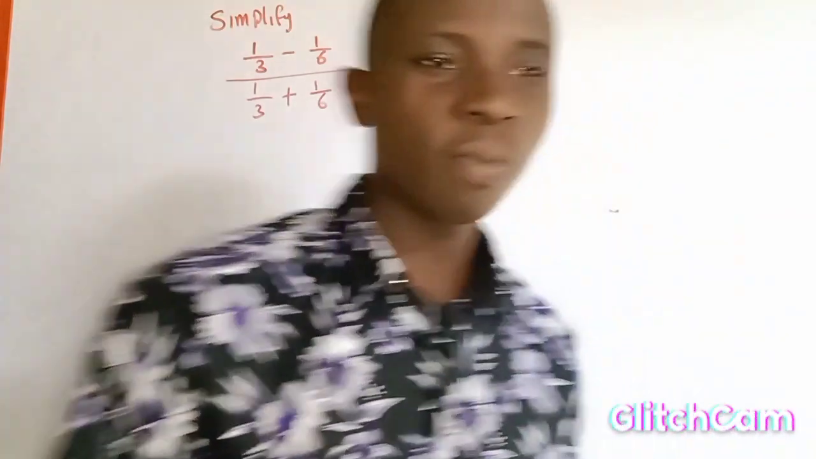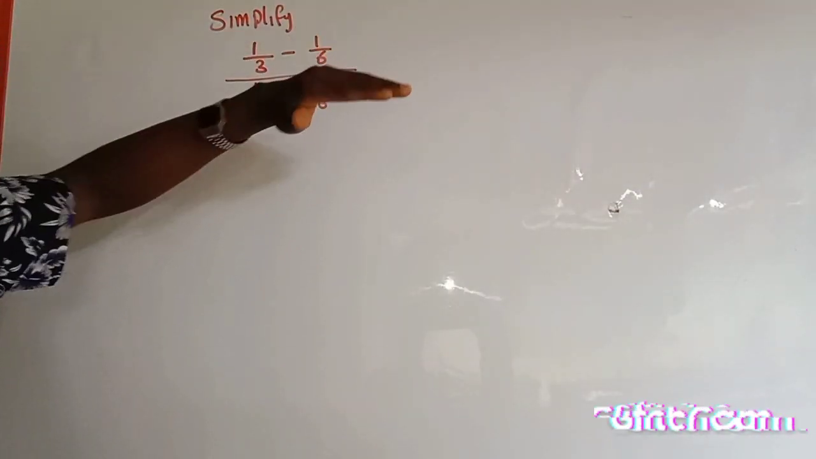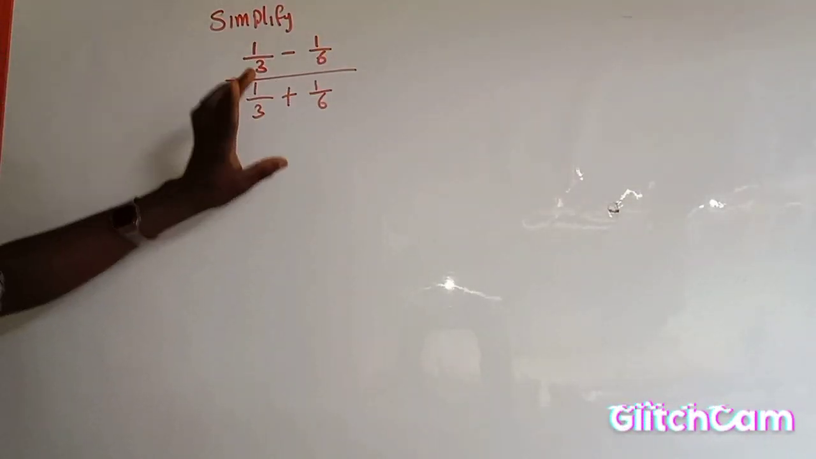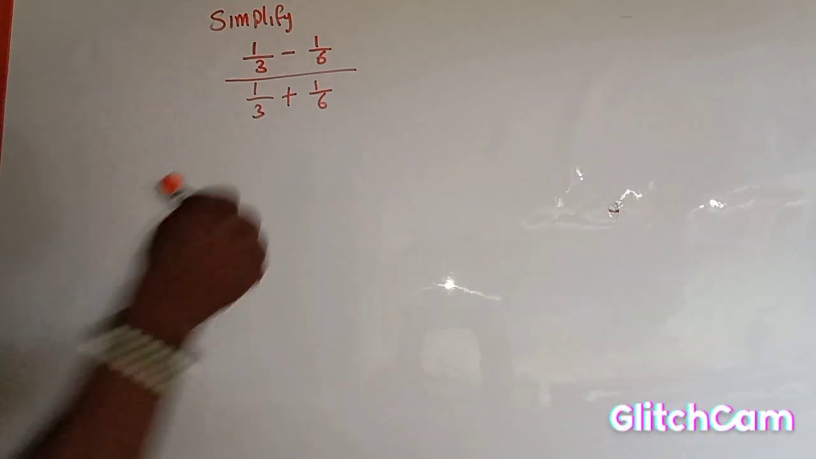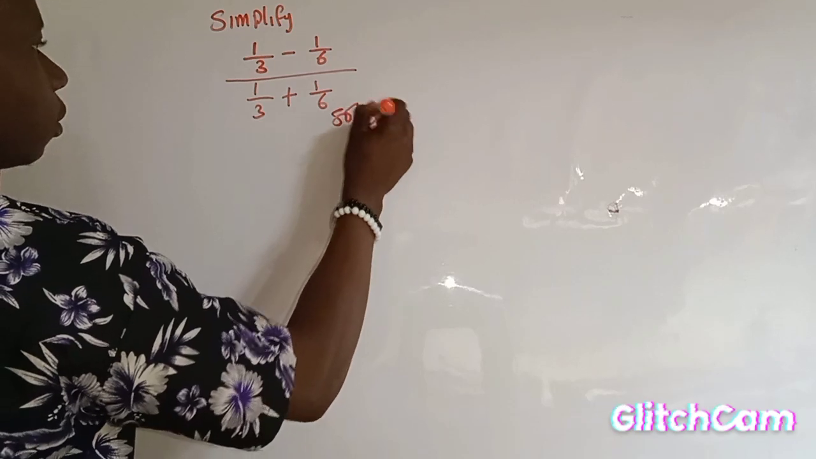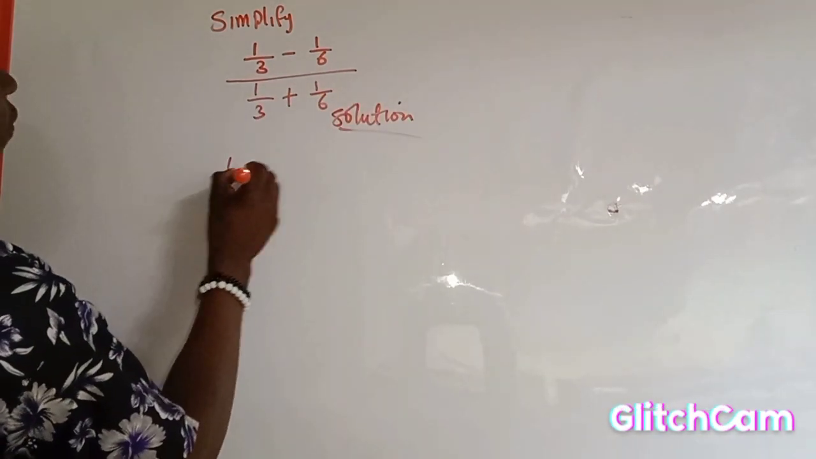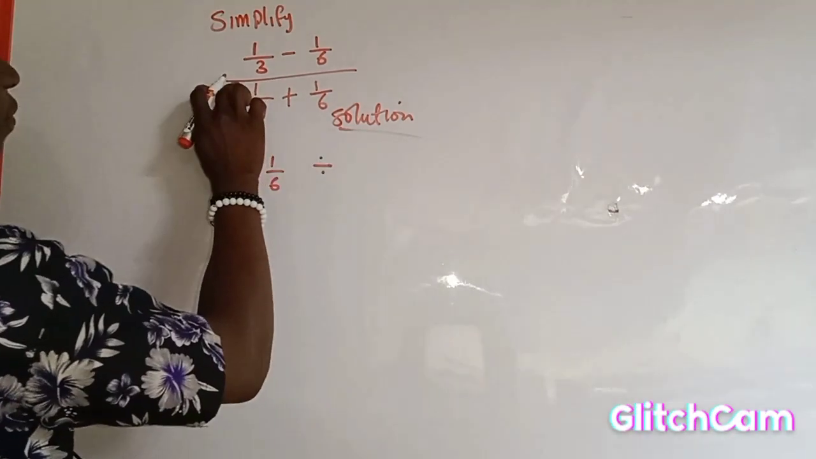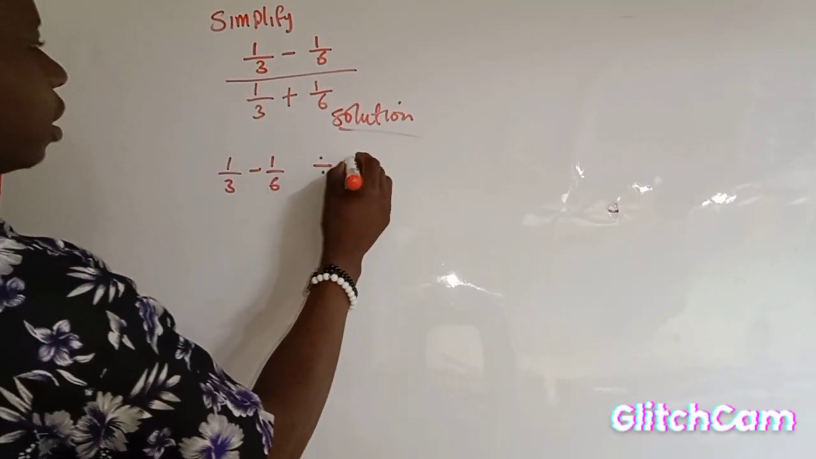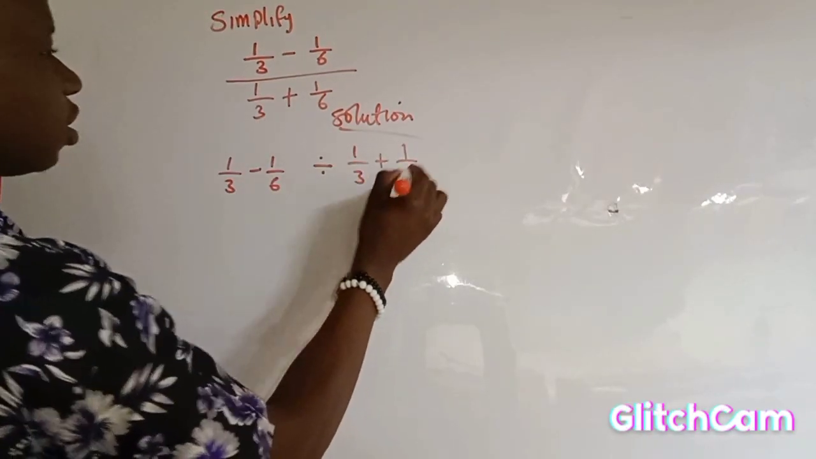So the question on the board says we should simplify 1 over 3 minus 1 over 6, everything over 1 over 3 plus 1 over 6. This is in fraction. So, solution. This question can also be written as 1 over 3 minus 1 over 6 divided by, I'll change this long division to this, then divided by 1 over 3 plus 1 over 6.